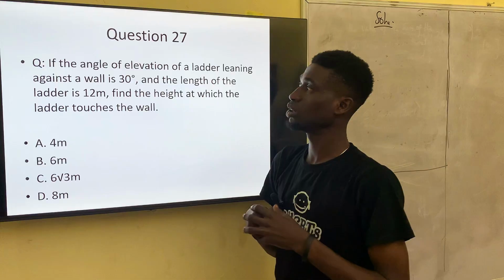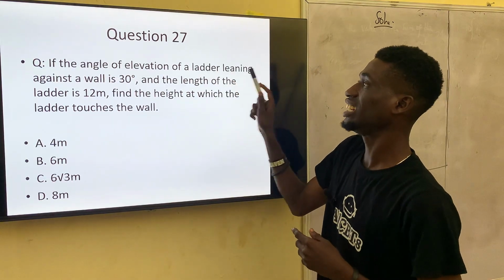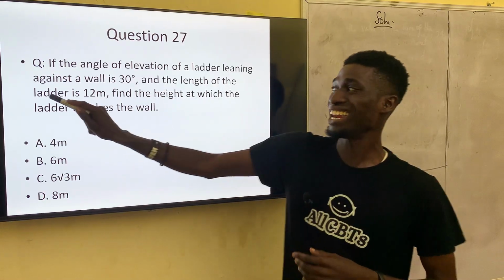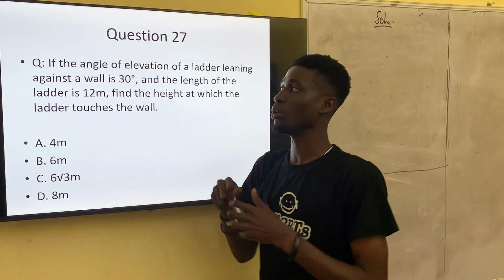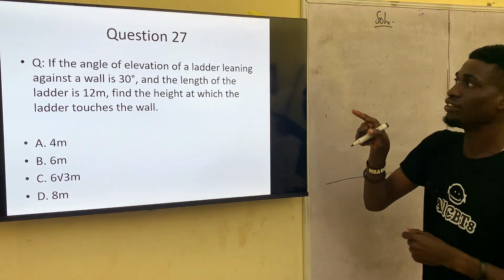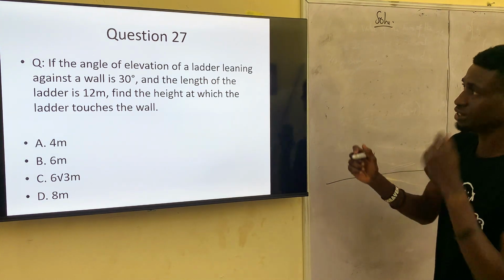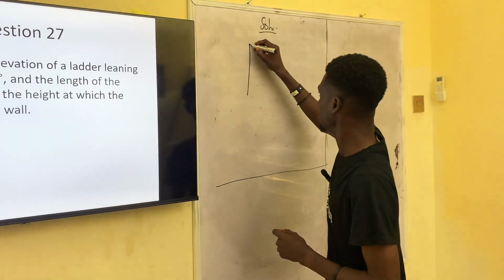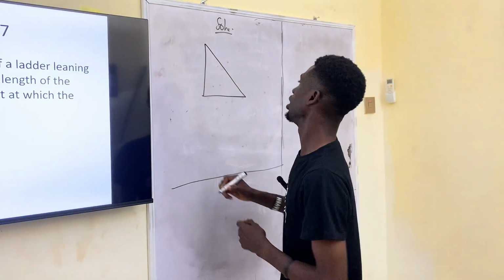Now, can you solve this question, which states that if the angle of elevation of a ladder leaning against a wall is 30 degrees and the length of the ladder is 12 meters, find the height at which the ladder touches the wall. Now, let's say this is the wall, this is the ladder that is leaning on it, and this is the base of the ladder.